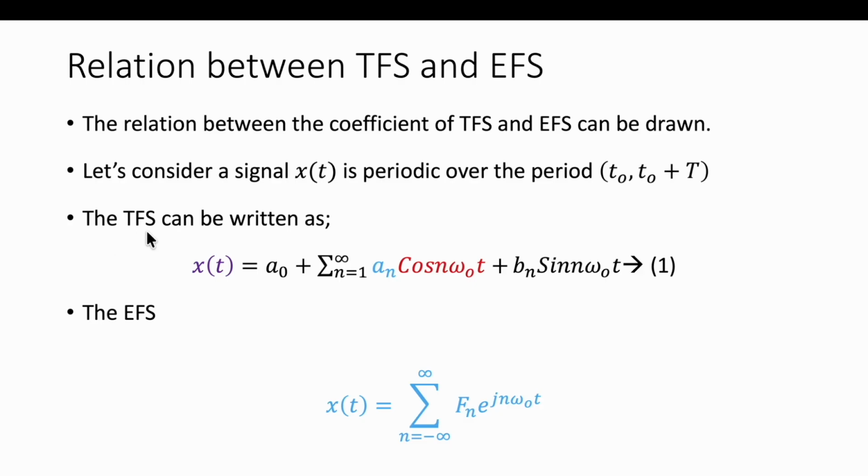Then the trigonometric Fourier series can be written using this equation: x of t is equal to a naught plus summation where n varies from 1 to infinity, a n cos n omega naught t plus b n sin n omega naught t. Let's suppose this is equation number 1. The exponential Fourier series is represented using this equation: x of t is equal to summation where n varies from minus infinity to infinity, F of n e raised to power j n omega naught t.